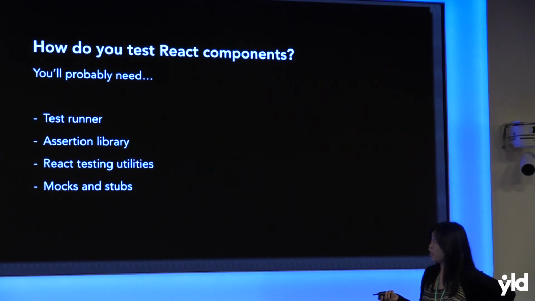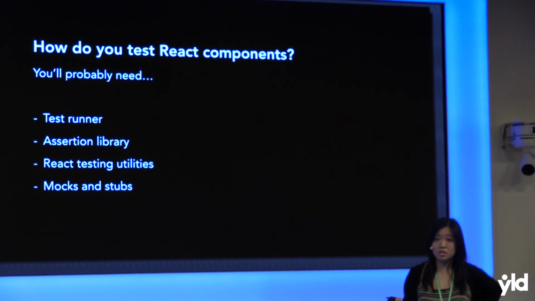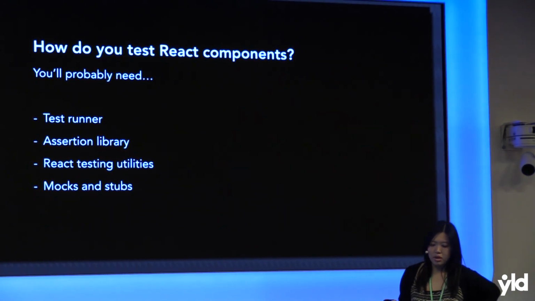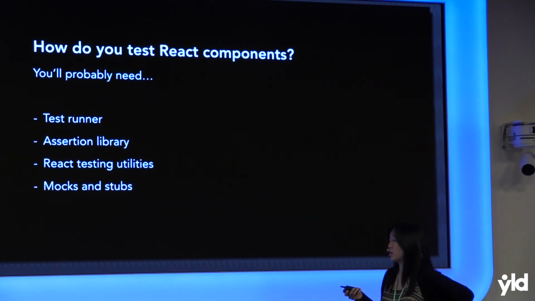And some of these you might be using already. So one is a test runner, and the test runner is the thing that actually runs the unit test code and compiles it. So it executes them and it writes them to the console or log files. You will need an assertion library. So this verifies the results of the test.